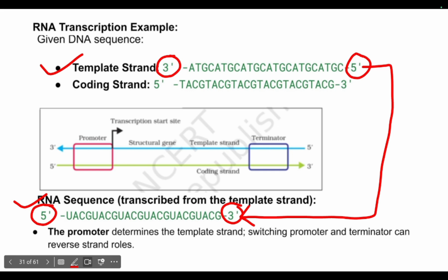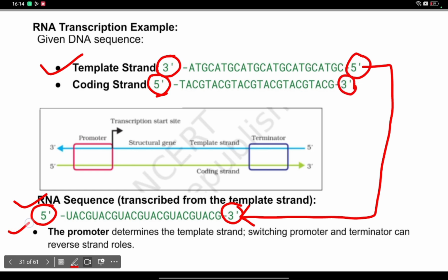Then the coding strand: if you see, the coding strand has the polarity 5' to 3', and the RNA sequence also has the same polarity. So the polarity of the coding strand and the RNA sequence is the same, whereas the polarity of the template strand and the RNA sequence is opposite. So this is one way to identify.